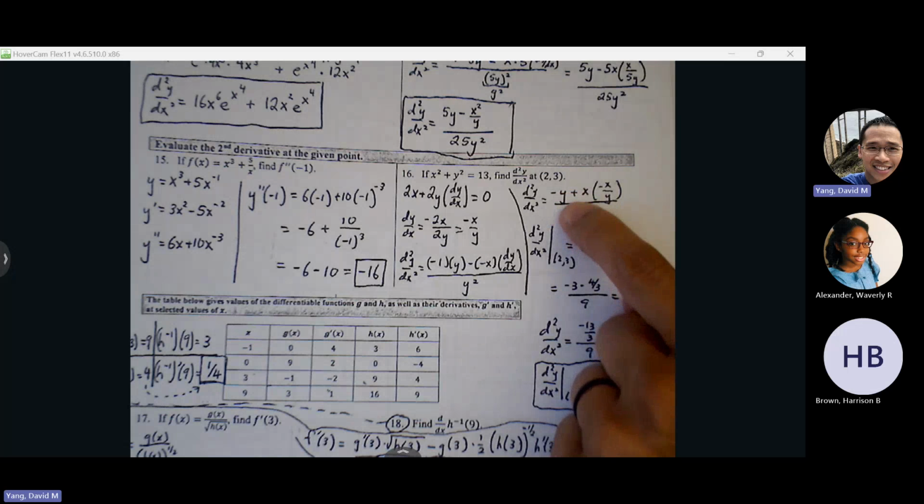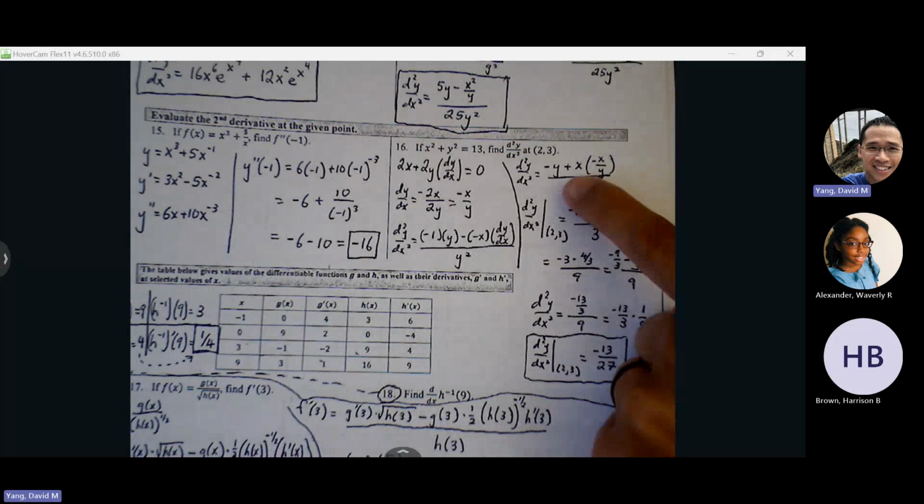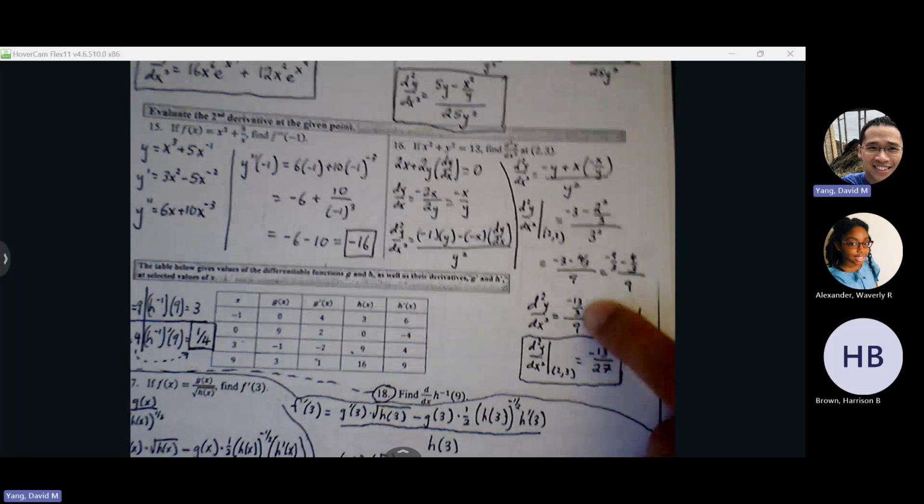Just replace every x and y with 2 and 3 and see if I can get myself down to a number, which will be my second derivative value. So -3 minus 2 squared over 3, all over 3 squared. So that's -3 minus 4 thirds, which is -13 thirds. -13 thirds divided by 9 is the same thing as -13 thirds times 1/9, -13 over 27.